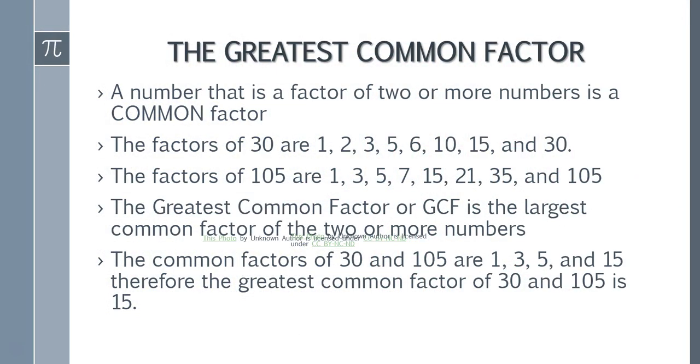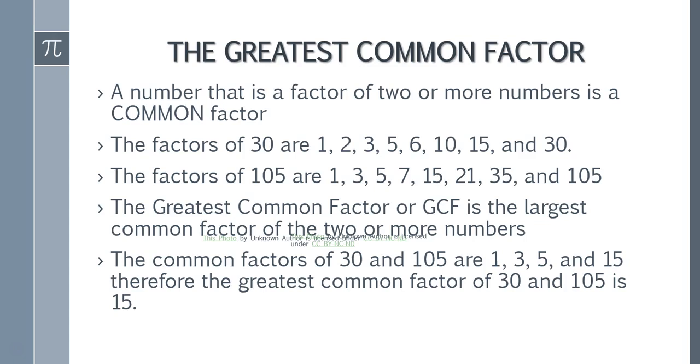The greatest common factor is a number that is a factor of two or more numbers, so it is a common factor. For example, the factors of 30 are 1, 2, 3, 5, 6, 10, 15, and of course 30. The factors of 105 are 1, 3, 5, 7, 15, 21, 35, and 105. If you're wondering how we found the factors, remember that we always use the tree or the T diagram.